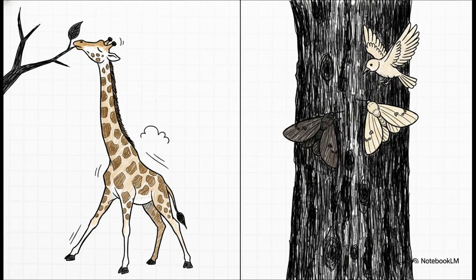A perfect real-world example is industrial melanism. Picture this. During the Industrial Revolution, tons of soot completely covered the trees. Almost overnight, dark-colored peppered moths started thriving because they were perfectly camouflaged from predators, while the lighter ones stuck out and got eaten. The environment literally selected the dark trait, allowing it to be successfully passed on to the next generation.